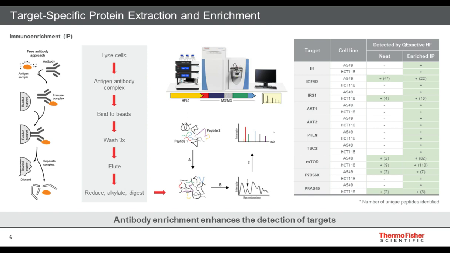So on the right-hand side in a table, multiple targets from the AKT-mTOR pathway were screened across 2 cancer cell lines, with and without enrichment. And as shown in the enriched IP column, we were able to get more unique peptides identified after IP compared to neat samples. So hence, enrichment enables better detection by mass spectrometry.